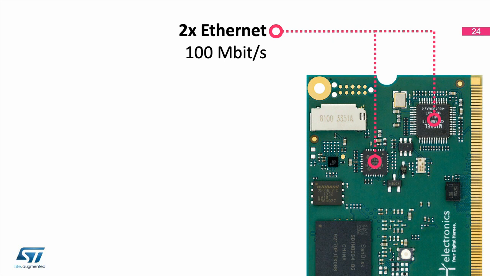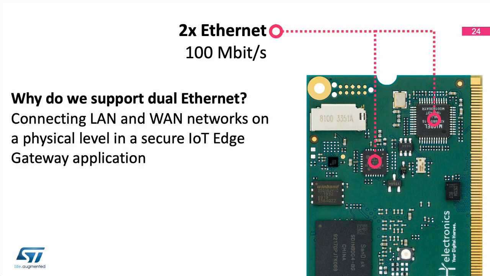Well, if you remember in the beginning, we showed you the DH product portfolio. And there was a device called the DHCOM, which is used as an IoT edge gateway. And here, when you have a gateway application, you of course want to connect it to two Ethernet networks. One is the local area network, and the second one is the wide area network, so it's connected to the internet. And therefore you have a secure application where this is the only device which is connected to your local devices and to the internet. And here you can connect it on the physical levels, and therefore you have a secure application here.